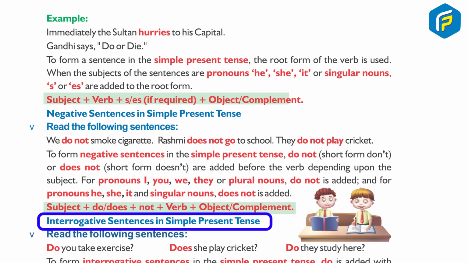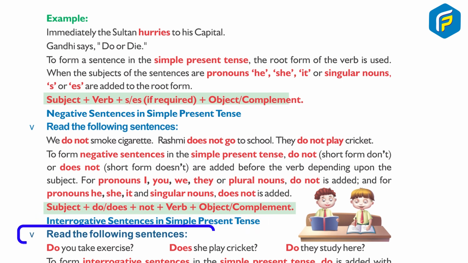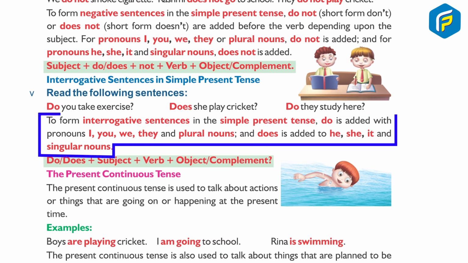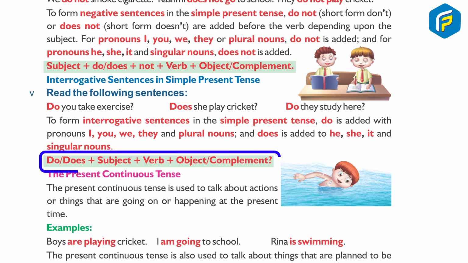Interrogative sentences in simple present tense. Read the following sentences. Do you take exercise? Does she play cricket? Do they study here? To form interrogative sentences in the simple present tense, do is added with pronouns I, you, we, they and plural nouns, and does is added to he, she, it and singular nouns. Do/does plus subject plus verb plus object complement.